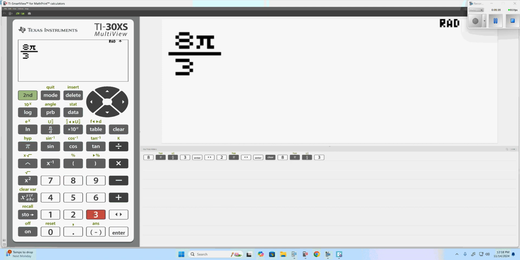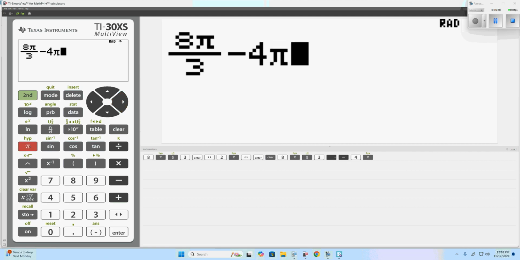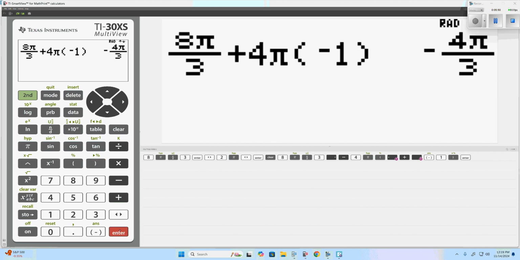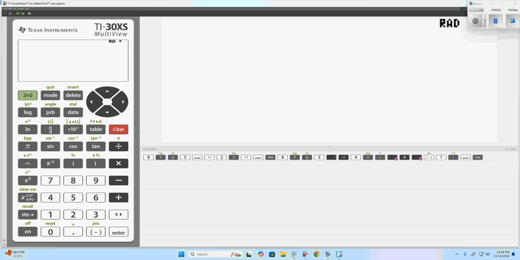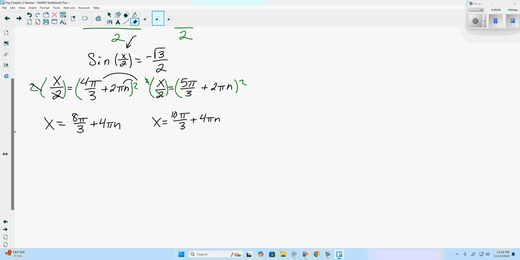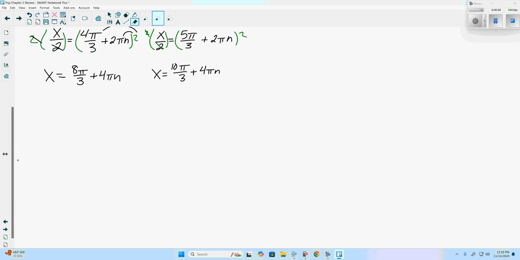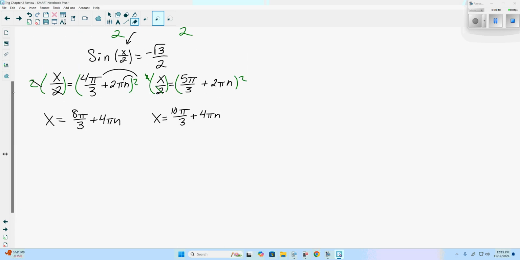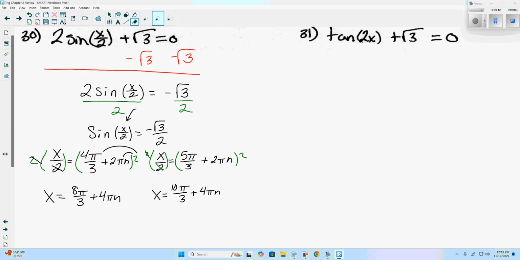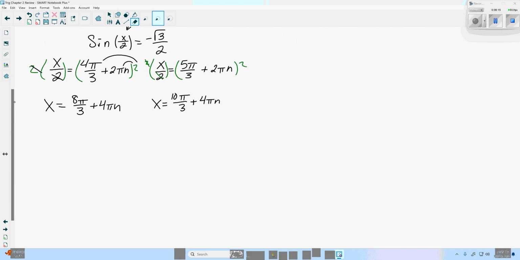So what we can say is 8 pi over 3 minus 4 pi. Really, we'd say plus 4 pi times negative 1, which is still outside our range. Because it's finding the coterminal angle for it. Okay. Because the coterminal angle for 8 pi over 3, we'd have to subtract 2 pi to get it. Remember, interval 0 to 2 pi, that's not 2 pi.